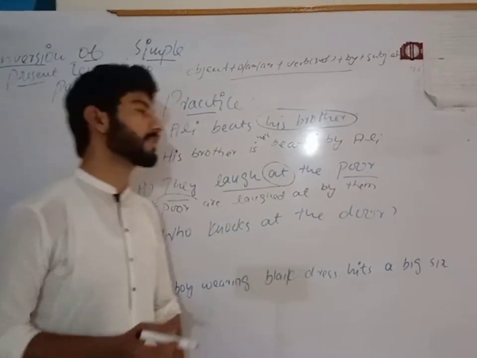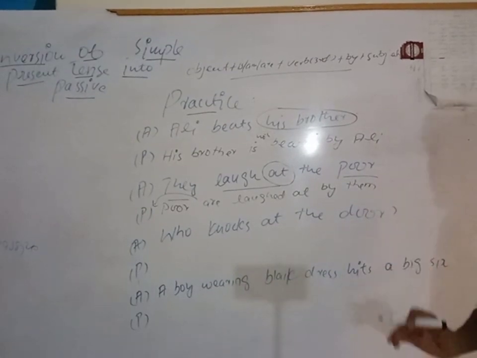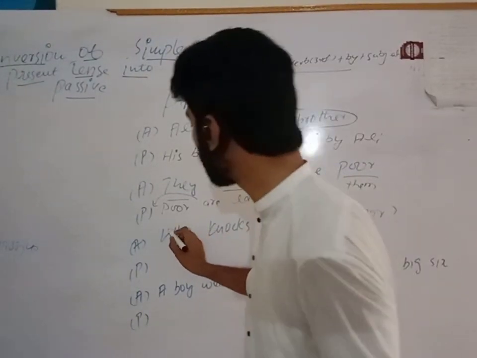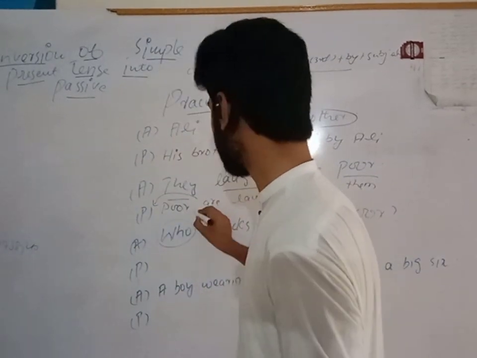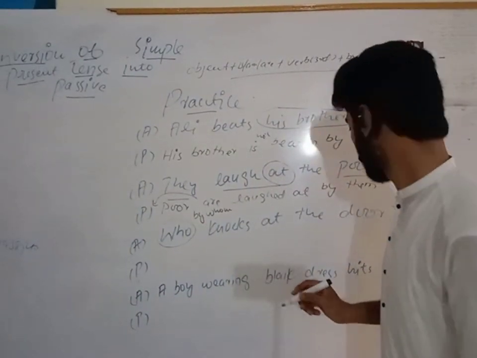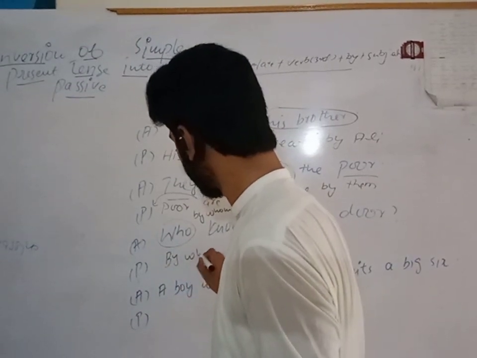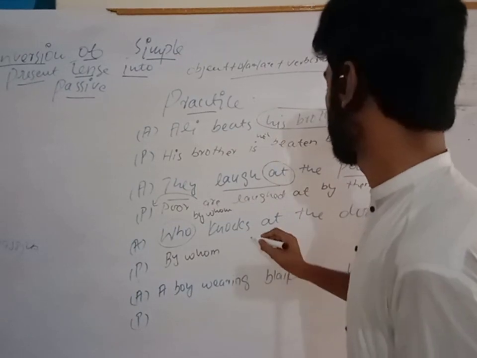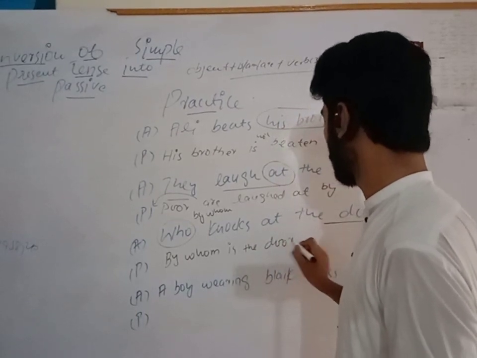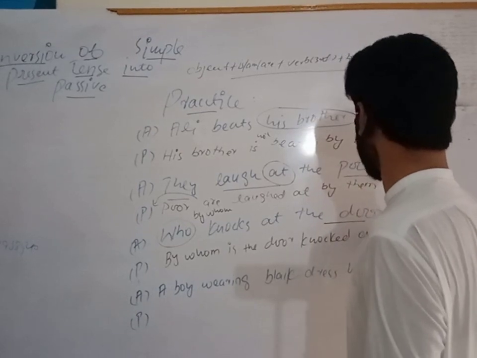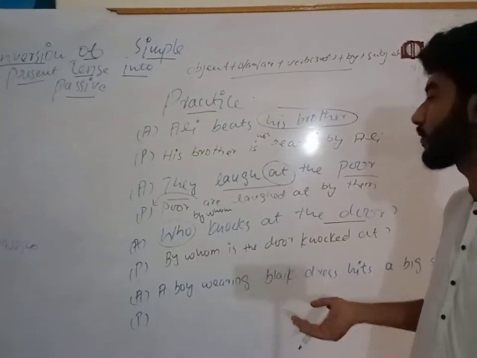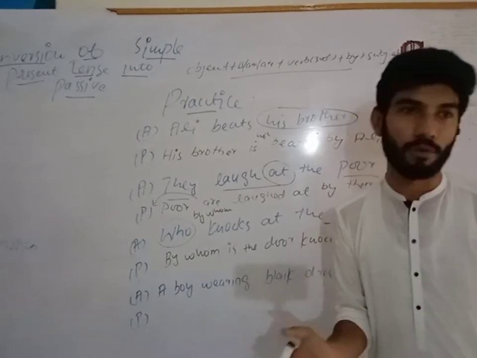Okay. Next, who knocks at the door? Who knocks at the door? This is an exceptional sentence. It's very important, extremely important. Who will be converted into by whom. Keep it in mind, okay? So, by whom is the door knocked at? Got it? If you get a sentence of this kind of structure, how do you have to convert it? Who is converted into by whom, okay?